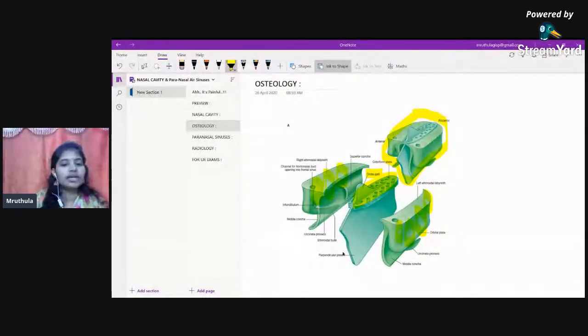Now, I also mentioned that the median nasal septum, on the superior aspect, is formed by the perpendicular plate of the ethmoid bone. So that's what I've highlighted. This is the perpendicular part of the ethmoid bone. Right.